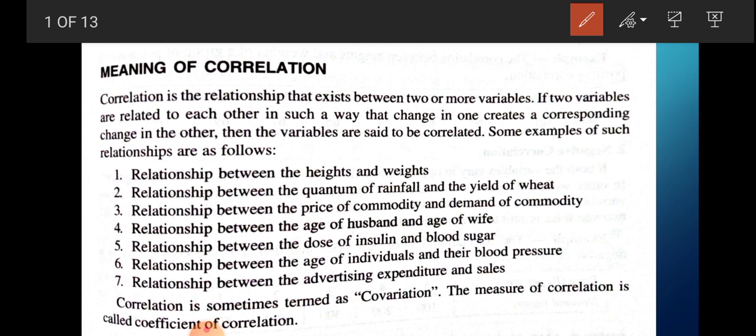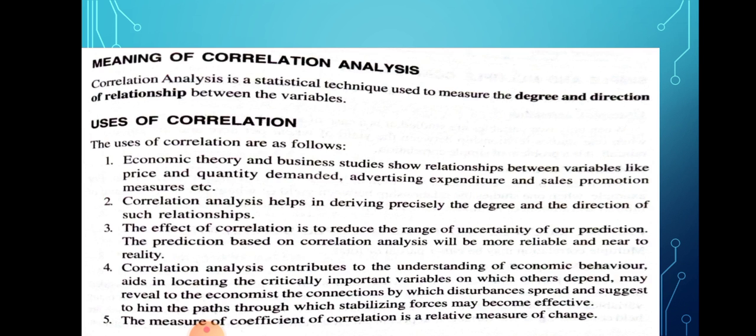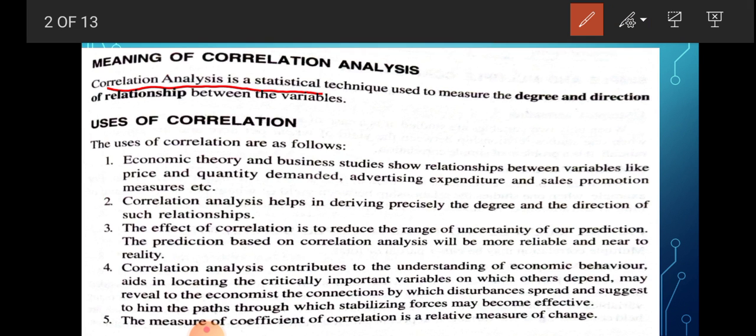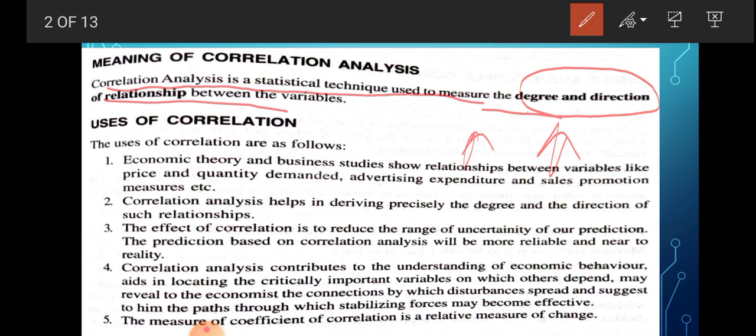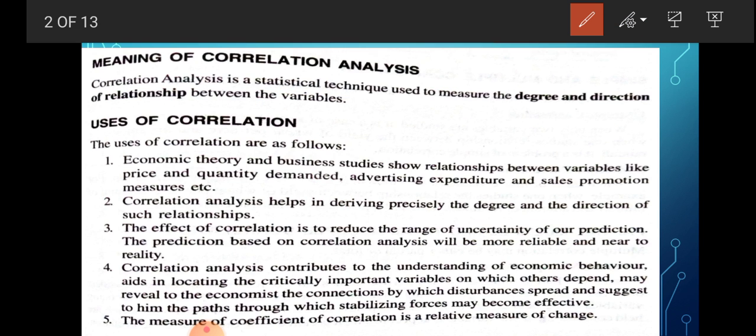Now next is the meaning of correlation analysis. So what is the meaning of this? Correlation analysis is a statistical technique used to measure the degree and direction of relationship, meaning which kind of relation is there. Whether one is increasing and the other is increasing, or one is increasing and the other is decreasing, or one is decreasing and the other is decreasing. Which kind of relationship is there, that we find out with the help of correlation.